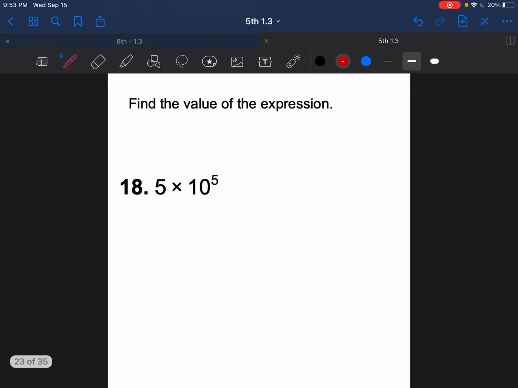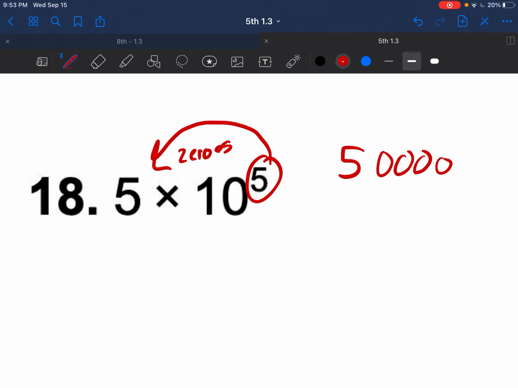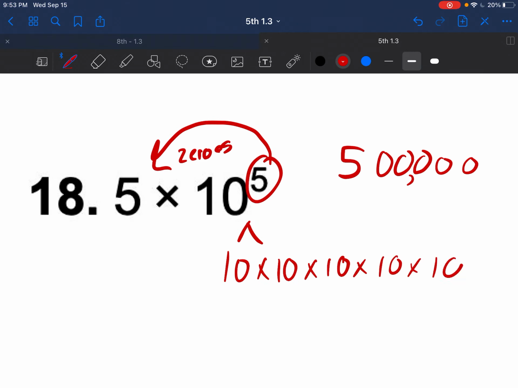Let's see if we can find another trick. Number 18. We have 5 times 10 to the 5th. Well, I'm thinking if I got this right, I should have 5 zeros. Let's see if that's correct. So 5 and then 5 zeros. 1, 2, 3, 4, 5. 500,000. Let's see if I'm correct. This is 10 times 10. That's 2. That's 3. That's 4. That's 5.